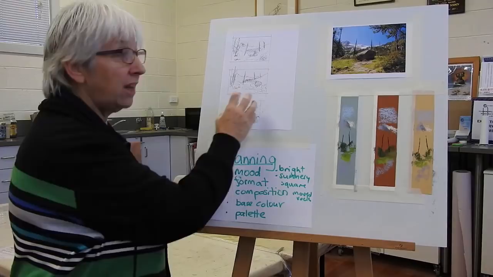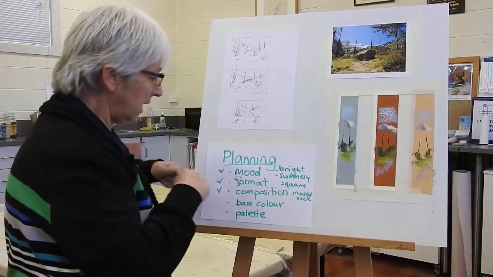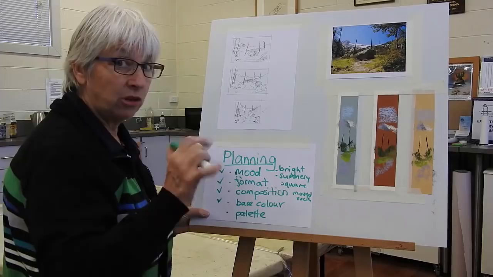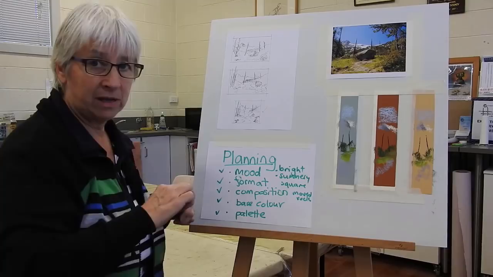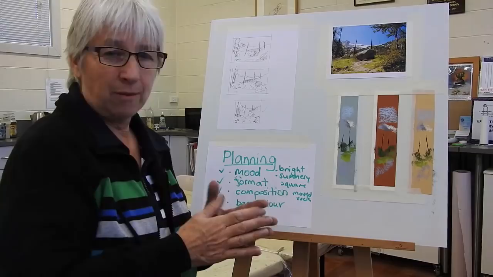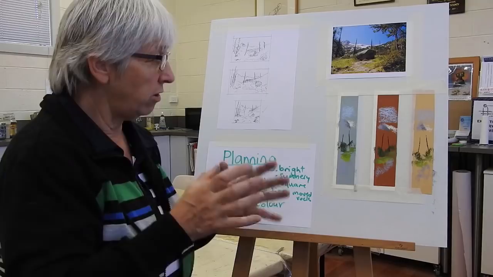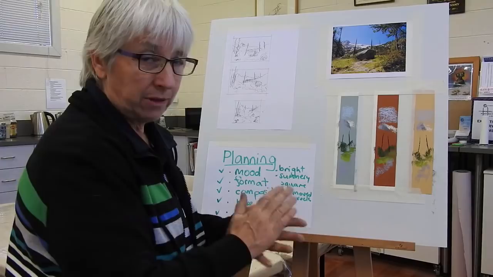Think about your base colour. How is that going to support the mood that you want to achieve? And lastly, your palette. And I've chosen a box set of Landscape by Terry Ludwig because they've already been chosen to harmonise. But if you didn't have a box set like that, you might want to go through your own pastels and choose the colours that you think are going to work and then try them on some of the scraps of paper. Next, we'll be going on and doing the full painting.